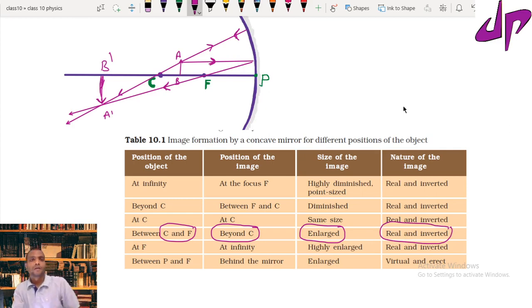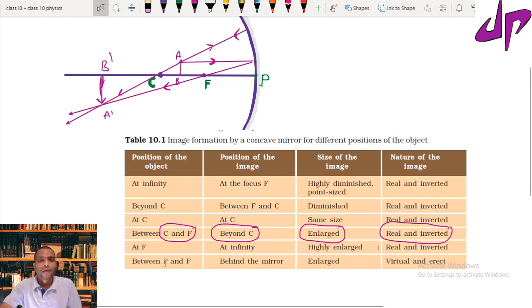Why? How can you say it is a real image? Two ways you can say. One way is that the position of the object and the position of the image are both on the same side, or if you are able to capture it on a screen, that image is known as a real image. And inverted, yes, obviously it's an inverted image. So these are the four cases I have discussed so far.